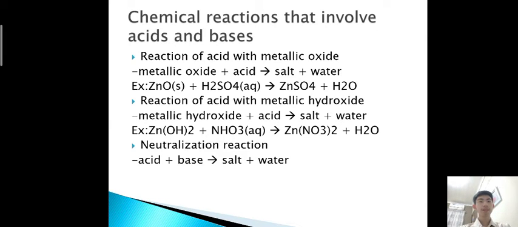The fifth one is the reaction of acid with metallic hydroxide. The formula is metallic hydroxide plus acid forming salt plus water. For example, Zn(OH)2 plus HNO3 in aqueous form forming Zn(NO3)2 plus H2O. The sixth one is the neutralization reaction. The formula is acid plus base forming salt plus water.